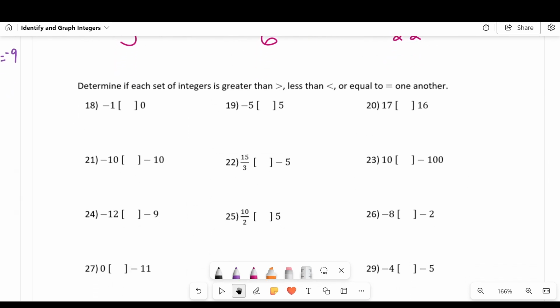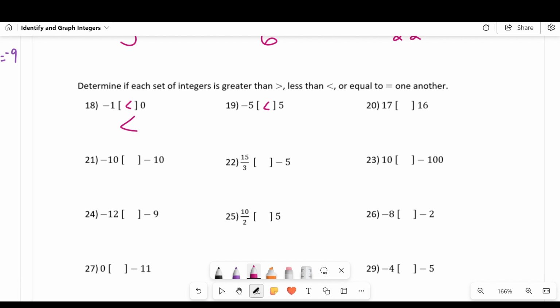Now let's compare integers. We're going to determine if each set of integers is greater than, less than, or equal to one another. Remember, negative numbers are smaller than positive ones. So negative 1 and 0, negative is smaller. It would be this symbol. You can put the symbol in the little box if you want as well. Number 19, -5, +5. What do you think? Yeah, 5 is definitely bigger. Positives are always bigger than negatives.